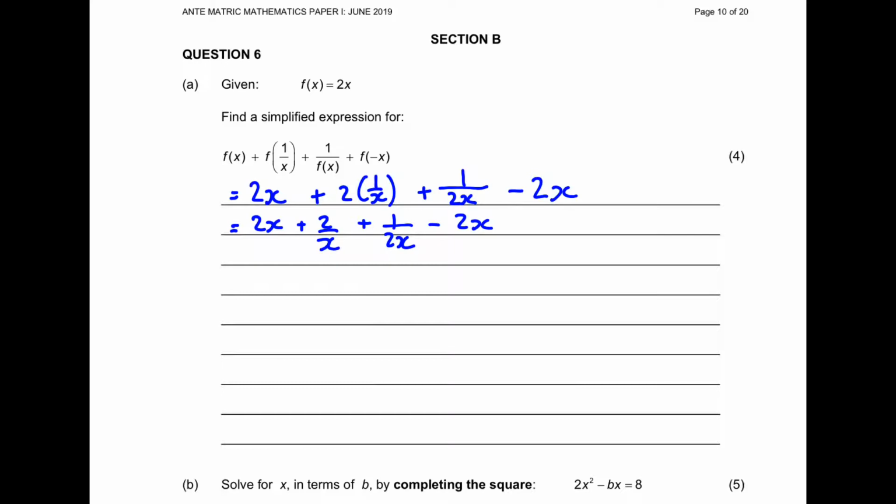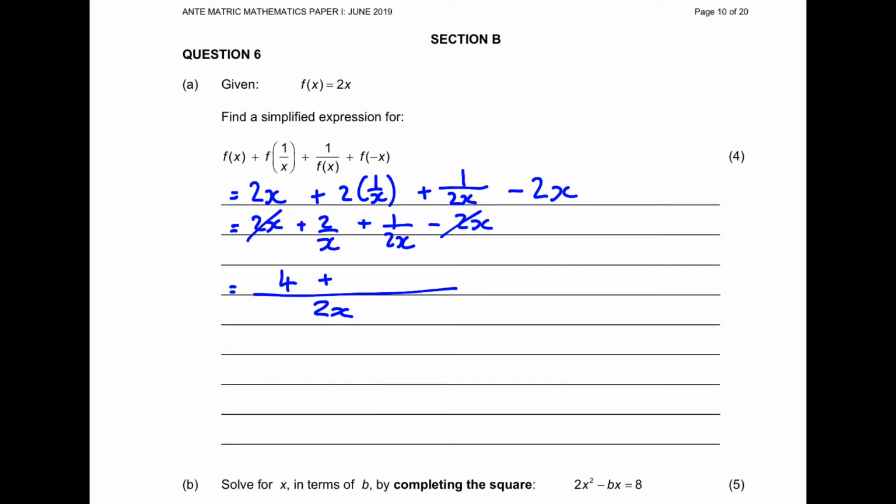All right, so we need an LCD here to simplify. The LCD is 2x. All right, and you'll notice that 2x and that 2x cancels, so we don't have to worry about those anymore. This x, to get 2x, we multiply by 2, so you multiply the numerator by 2 to get 4.